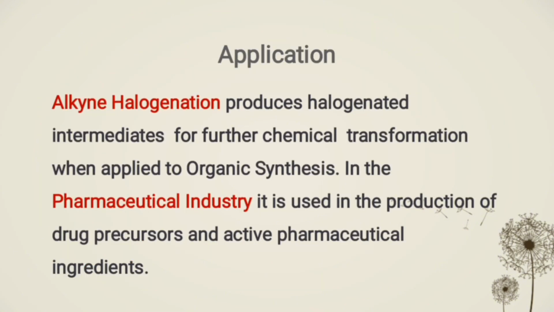So in terms of application, alkyne halogenation produces halogenated intermediates for further chemical transformation when applied to organic synthesis. And in the pharmaceutical industry, it is used in the production of drug precursors and active pharmaceutical ingredients.